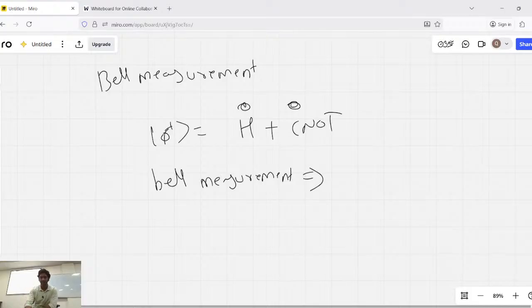First, I will apply the CNOT gate, and after applying the CNOT gate, I will apply a Hadamard gate, and then I will measure. So this is what is known as a Bell measurement. Apply the CNOT gate first, then apply a Hadamard gate, and then you measure that qubit. So we'll be using this Bell measurement in superdense coding as well as quantum teleportation.